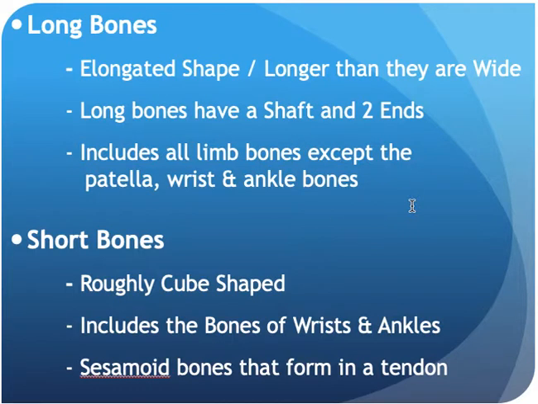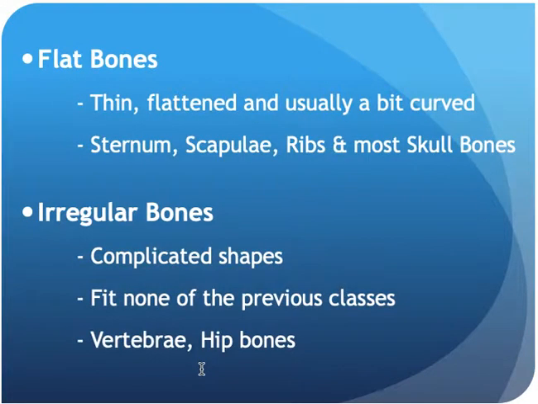We're also going to have short bones. They're going to be roughly cube-shaped. They're going to include the bones of the wrist and the ankles. They're also going to include the patella or the sesamoid bones that are formed within a tendon. We're going to have flat bones. These are thin, flattened, and usually a bit curved. And you can probably think about, okay, where are some of the flat bones in my body? But this is going to be your sternum, your scapula, your ribs, and then most of your skull bones are also going to be these flat bones.